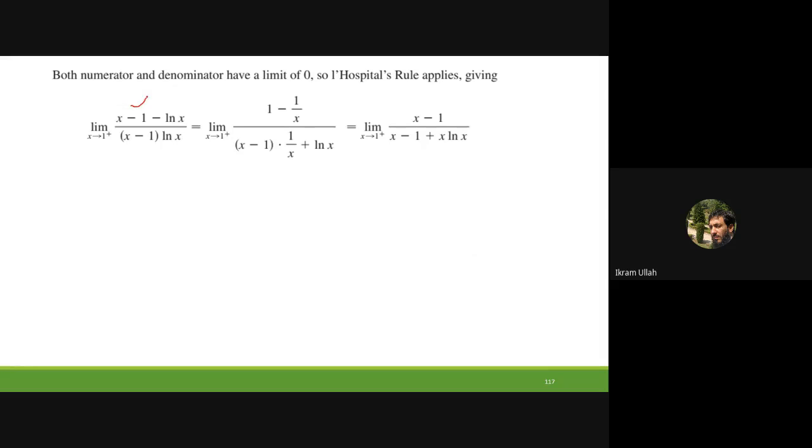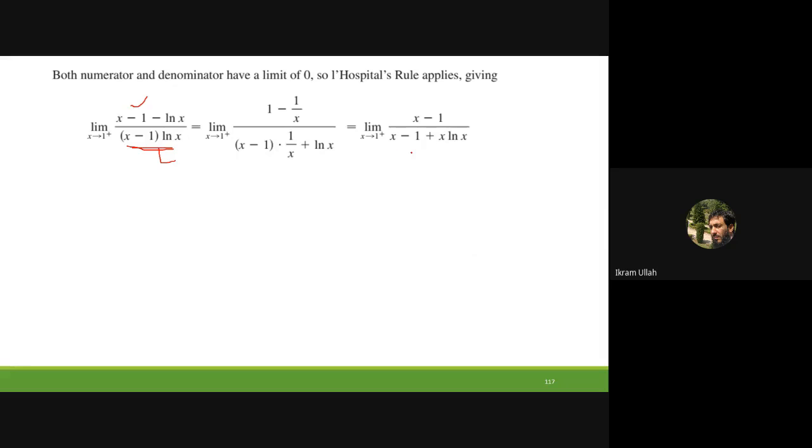Taking the derivative of the numerator and the denominator: the derivative of the numerator is 1 minus 1 over x. For the denominator, using the product rule, the derivative of x minus 1 is 1, and ln of x is as it is, plus x minus 1 times the derivative of ln of x, which is 1 by x. Simplifying, this will be the limit as x approaches 1 of x minus 1 divided by x minus 1 plus x into ln of x.